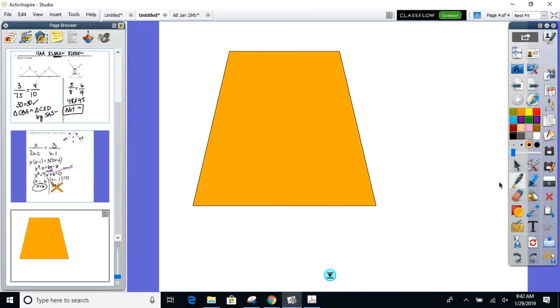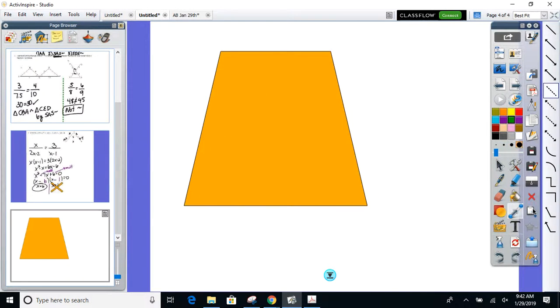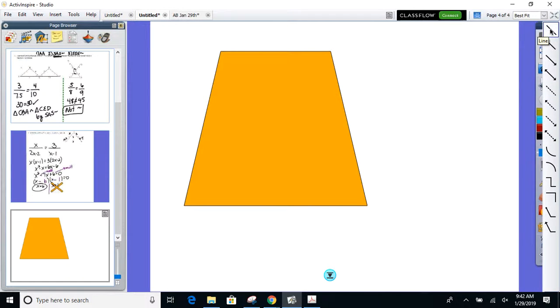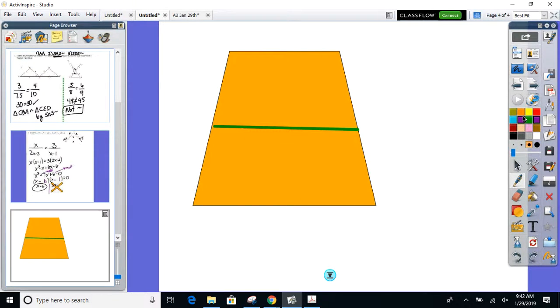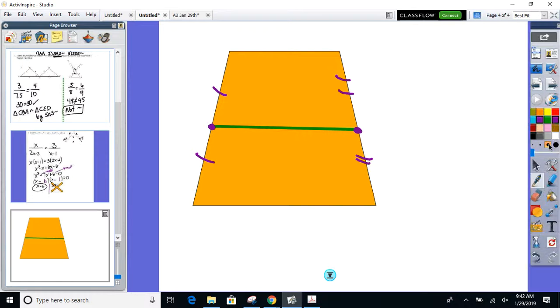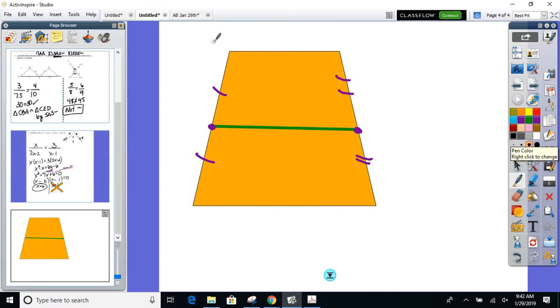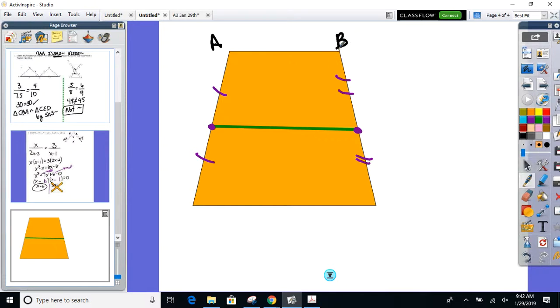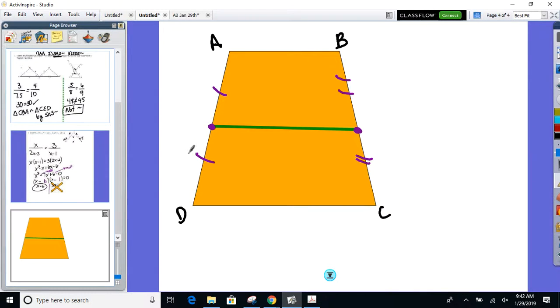A mid-segment. Anybody remember how a mid-segment was formed in a trapezoid? When I connected the what? Anybody remember? When I connected the... Anybody now? When I connected the midpoints of the non-parallel sides, yes. And here we go. I'm going to keep going. Do you guys remember the 2 facts about a mid-segment of a trapezoid?